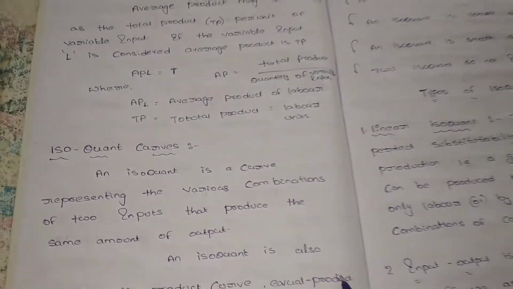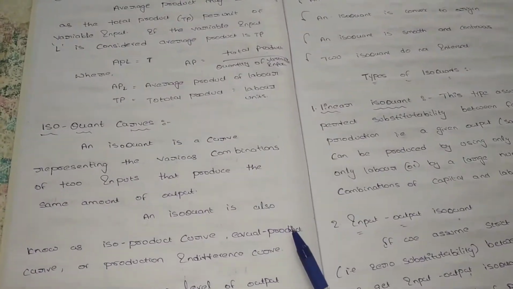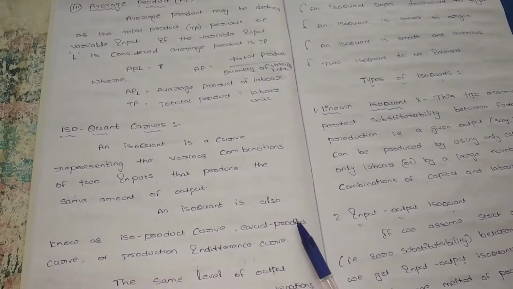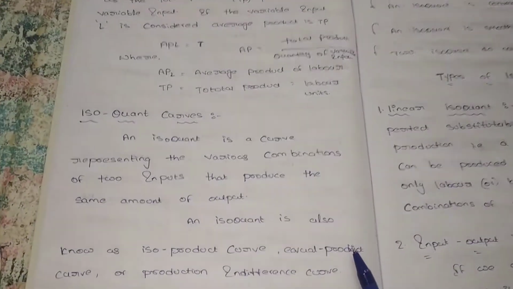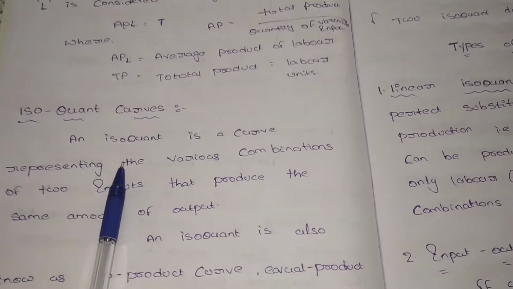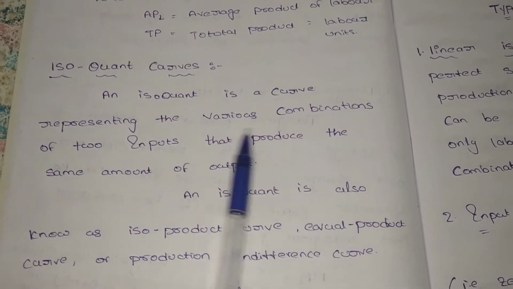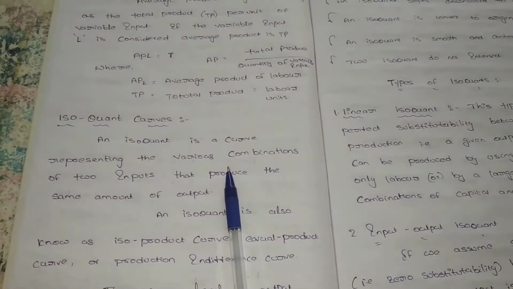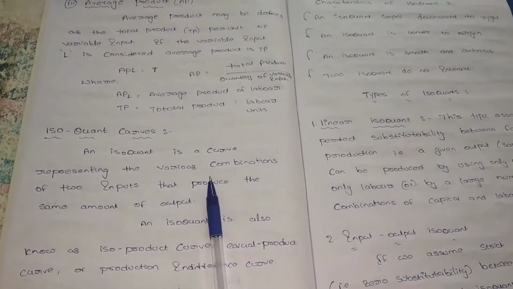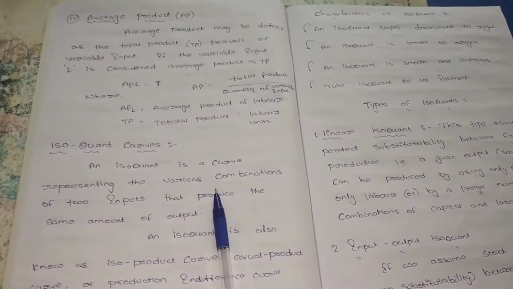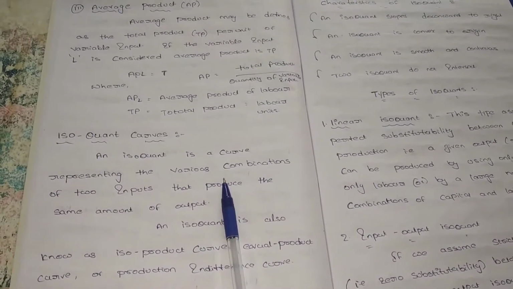We are continuing our lecture. Our next topic is isoquant curves. Already we discussed what an isoquant curve is, and its properties and assumptions. Today I want to discuss the isoquant curve and types of isoquant curves. An isoquant is a curve representing the various combinations of two inputs that produce the same amount of output. Already in our previous classes, under types of production functions, I discussed the law of diminishing marginal returns in the short run, and in the long run isoquant curves and the law of returns to scale.